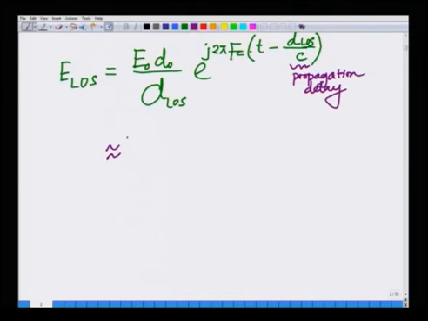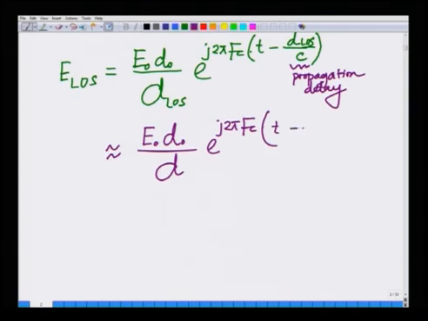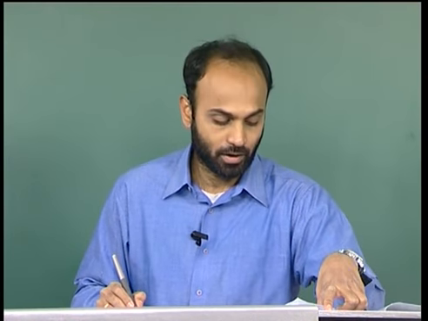And I will approximate d LOS by d for the signal strength component, and I am going to simply write this as E naught d naught by d e to the power of j 2 pi f c t minus d LOS by c. Okay. All right. Now, similarly, of course, we have another component which is the ground reflected component, and I am going to write this ground reflected component as follows.